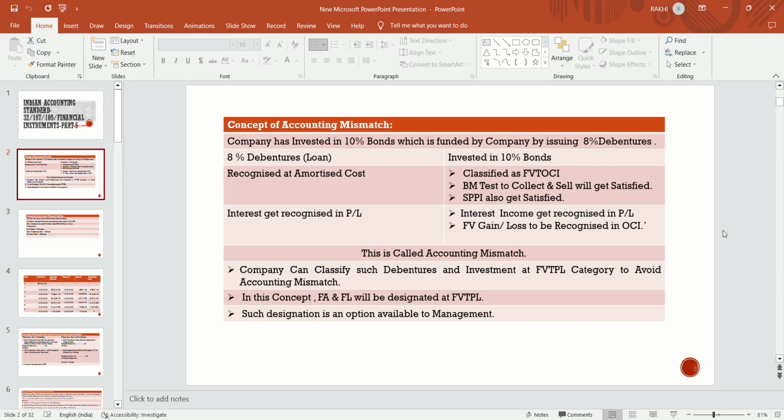The company can classify such debenture and investment at FVTPL category in order to avoid accounting mismatch. So it is at the option available to the management. So management will decide whether they will classify such accounting mismatch at fair value through profit and loss account category.